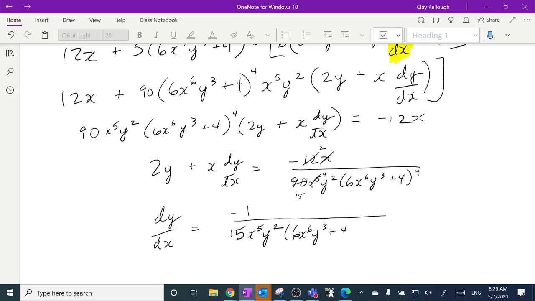Notice this is the thing kind of trapped in a bracket to the power of 4. I don't feel like expanding it or anything. Then minus the 2y over x. There. I can't look at that and think of anything else that I want to do with it. So is that anywhere near what they have for an answer?